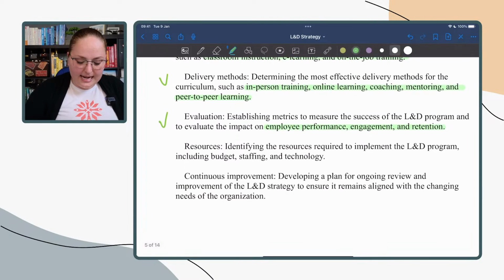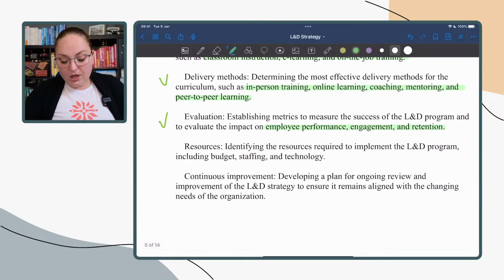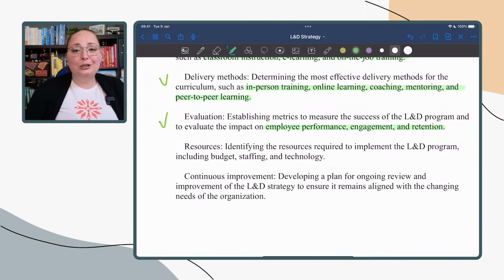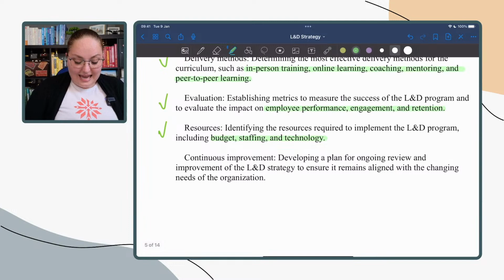Let's take a look next. Resources. Identifying the resources required to implement the L&D program, including budget, staffing, and technology. If it didn't include budget, I was going to be very upset with it. But yes, it has our budget there. It has our staffing. It has our technology. So all good stuff. And these are definitely things we want to be considering in our L&D strategy anyways. The last thing is continuous improvement.